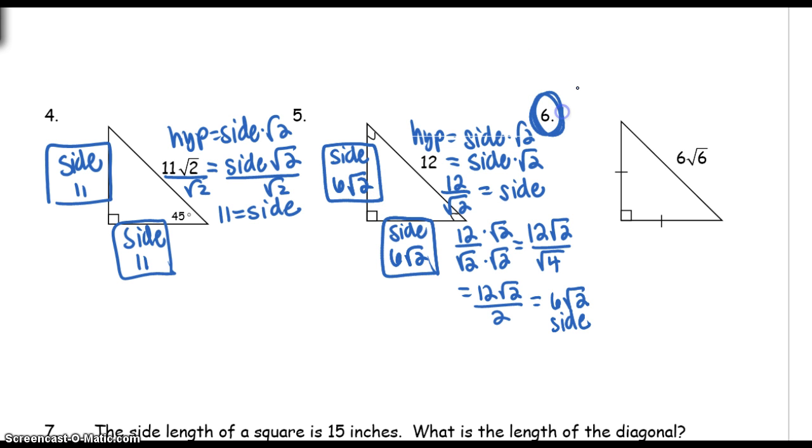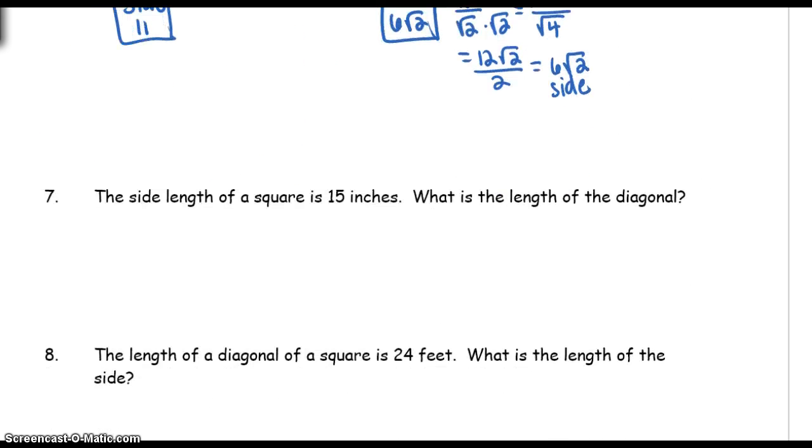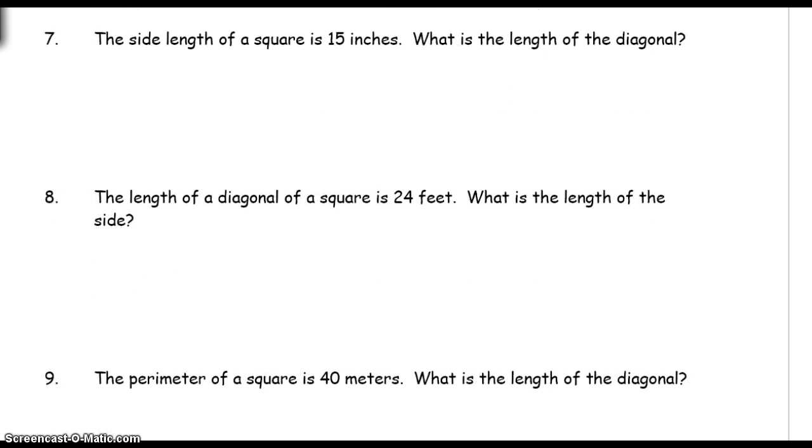I'd like you to try 6 and bring that one to class with you. Go ahead and try that one and bring that one to class. I'm going to skip 7 for now because I want to talk about 8. It says the length of the diagonal of a square is 24 feet.